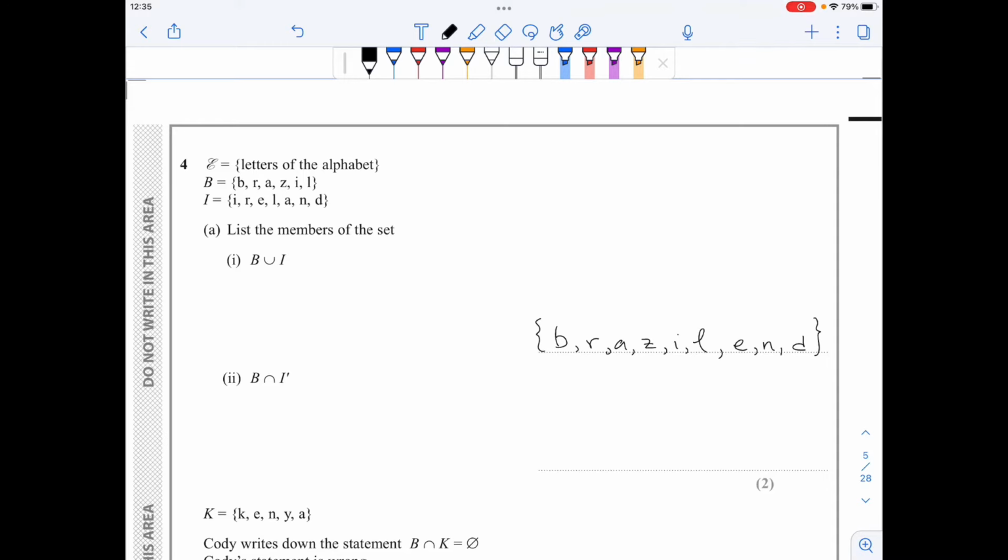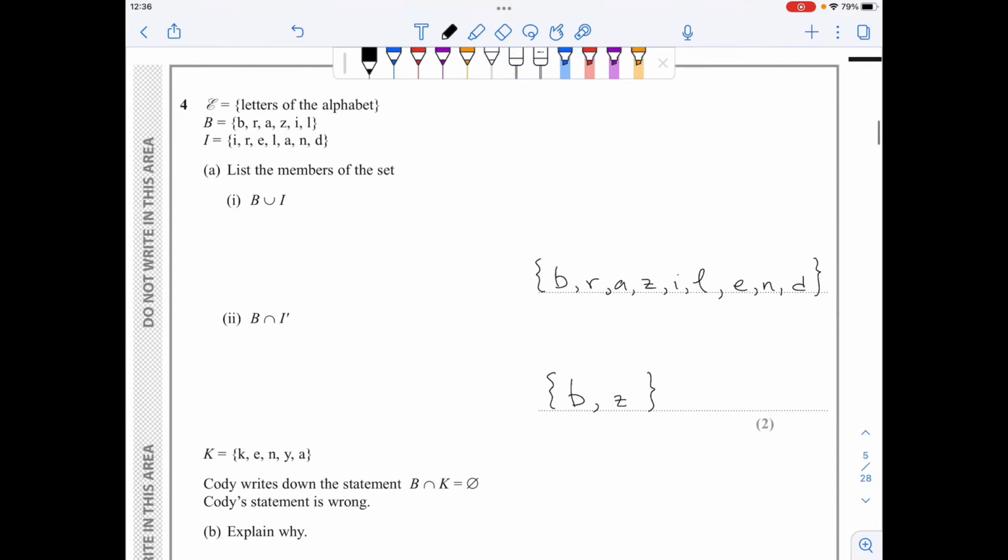In part A II, I need to find the intersection between B and I dash. Now this means I need all the letters that are in Brazil but are not in Ireland, and there are 2 letters that are in Brazil but not Ireland, and these are B and Z. The rest of the letters are in I, so I need to exclude them.